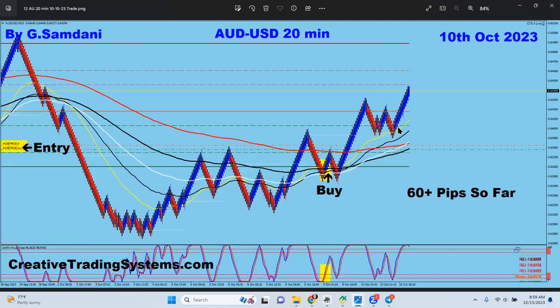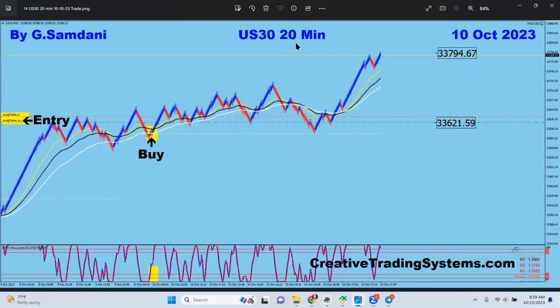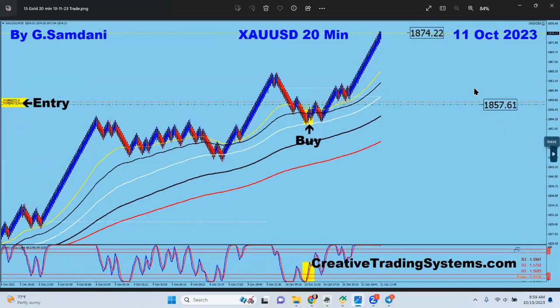And this one is Aussie USD on the 10th. Buy order is right there for 60 pip. On the 10th, Nasdaq again giving me another entry going to the upside. And here US30 also on the 10th giving me the entry to the upside. And here on the 11th, you can see gold again, the small trade here to the upside.